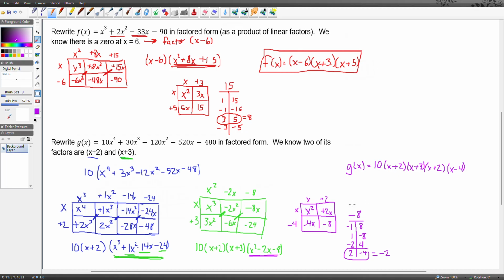So you could write it like that, or a lot of people would take that x plus 2, and seeing that there's 2 of them here, you could write it with a multiplicity instead. So the other possible answer you could give here would be 10, and there were 2 of those x plus 2's, so we just put x plus 2 squared, because there were 2 of them, and an x plus 3. There's only one of those, and only one of the x minus 4's.